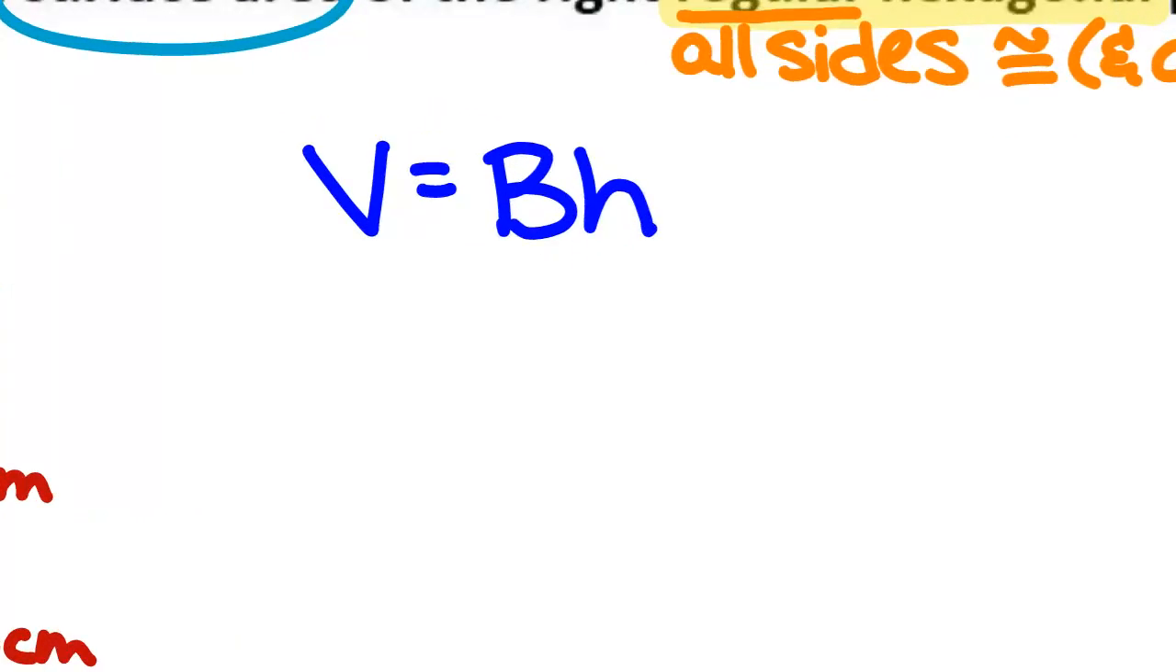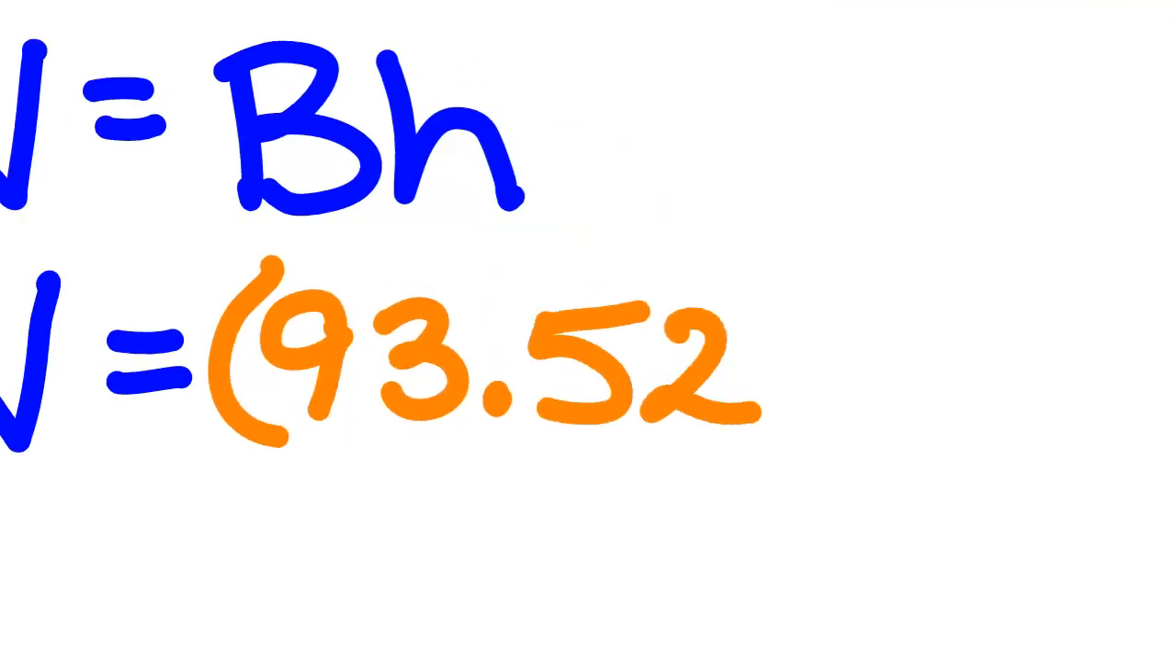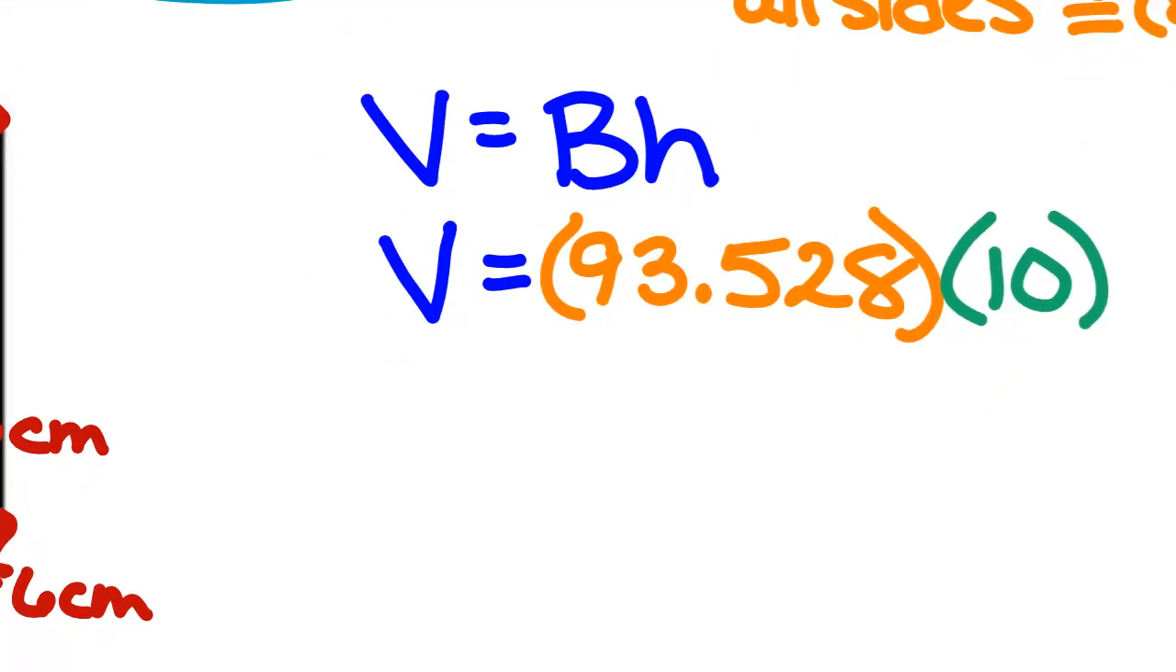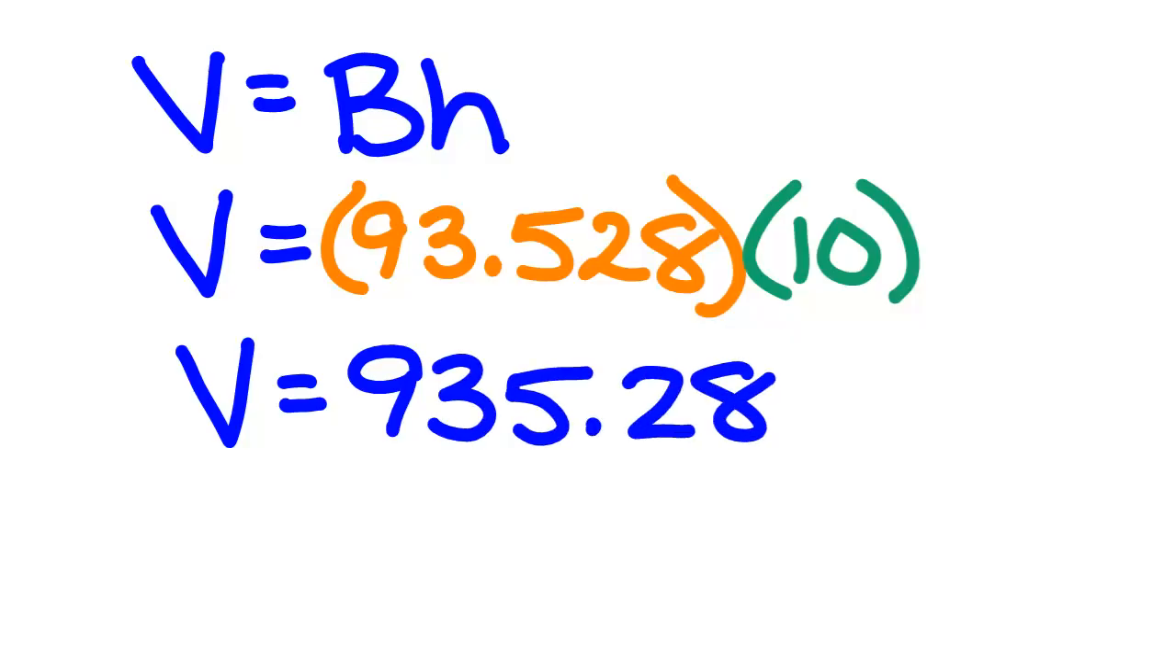All right, so for volume, we take the area of the base, which is 93.528, and we multiply that by the height of the prism. What did we say the height of the prism was again? 10. So we multiply 93.528 by 10, and we get what? 935.28, and that would be centimeters cubed.